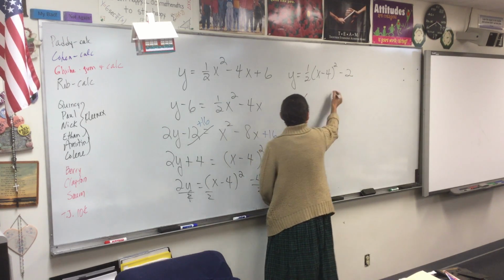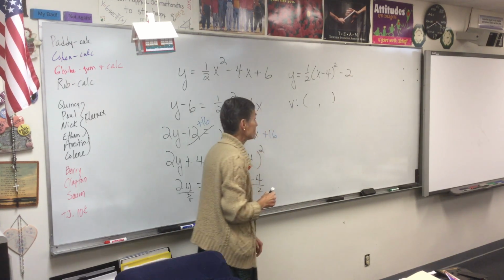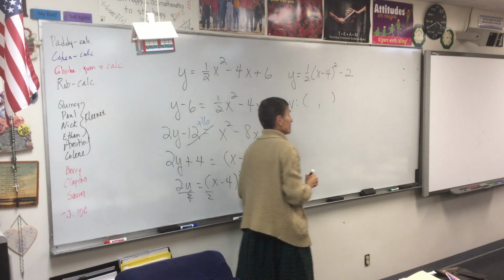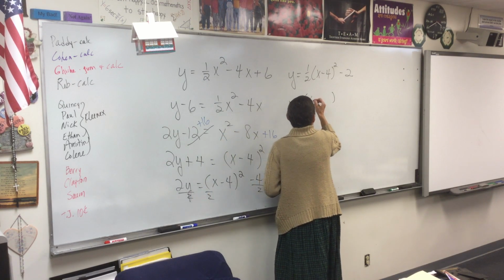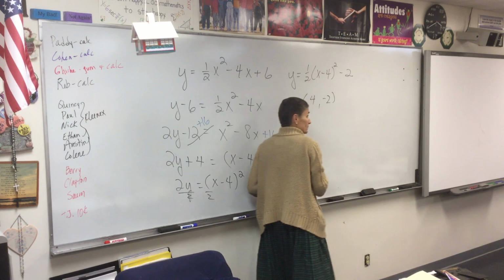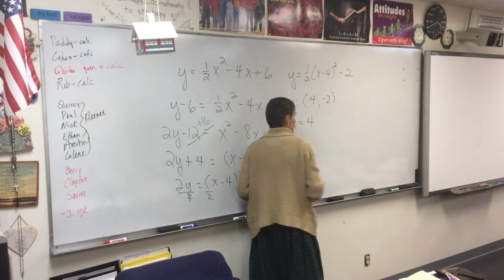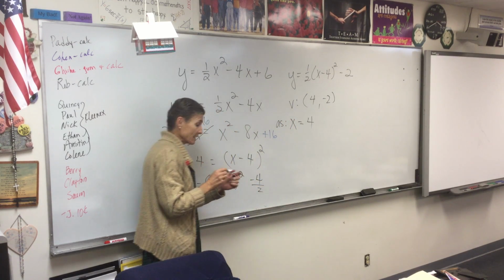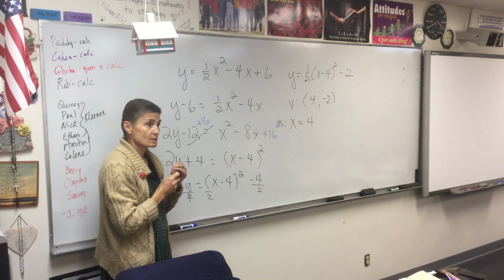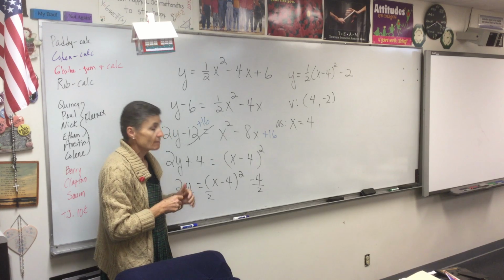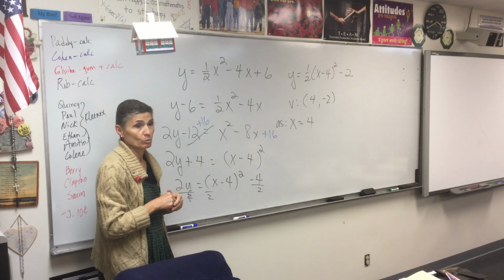So now my equation's in what we call vertex form. So you can look at it and tell me the vertex is where? 4, -2. And my axis of symmetry then is x equals 4. Axes are like asymptotes. They're equations. Make sure that you write x equals 4.